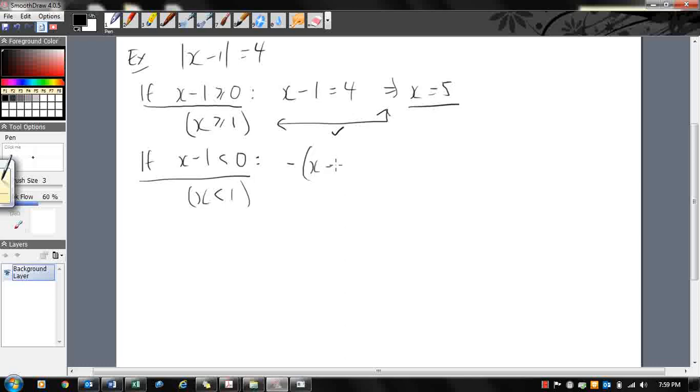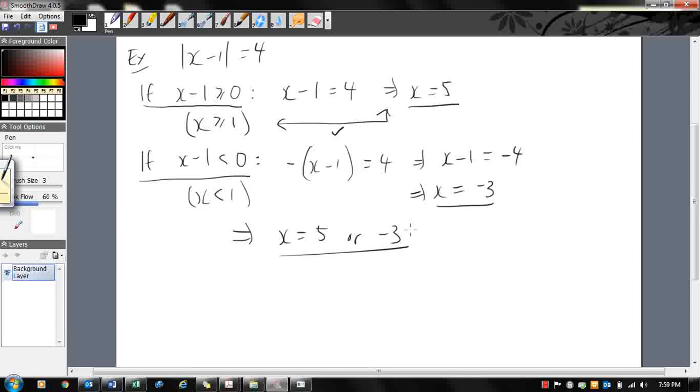So negative, x minus 1, equals 4. And then we just need to solve this equation. So x minus 1 equals, times both sides by negative 1, negative 4, therefore x equals negative 3. So there's our second solution. So if x is less than 1, we get x equal to negative 3. Therefore, x is equal to 5 or negative 3. So I've got two solutions there.